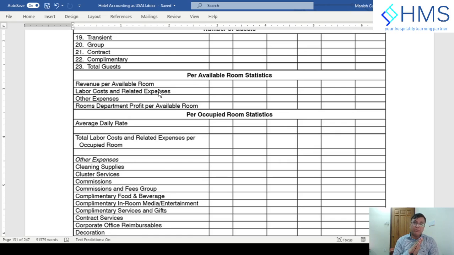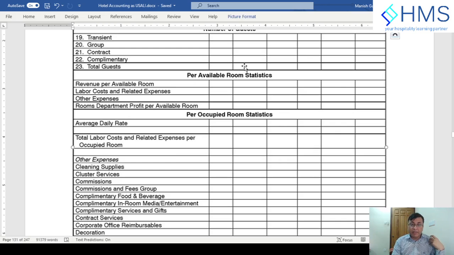Per available room, so that you can understand the nature of fixed expenses, which is usually the labor cost and its related cost, and other expenses in group, and the total departmental profit per available room. Same statistics you can get per occupied room, again labor per occupied room, and then the other expenses, cleaning, cluster, communication, as we have discussed earlier.